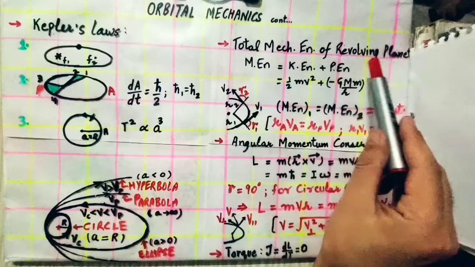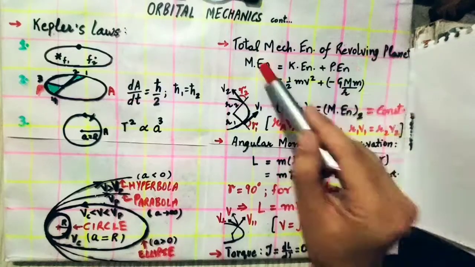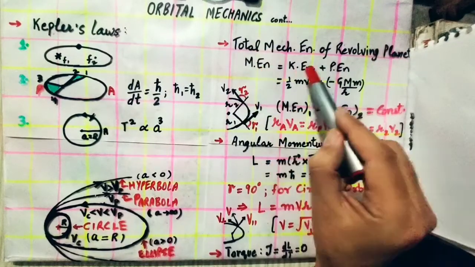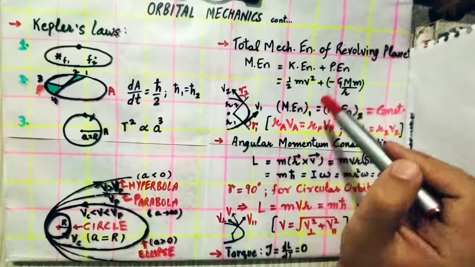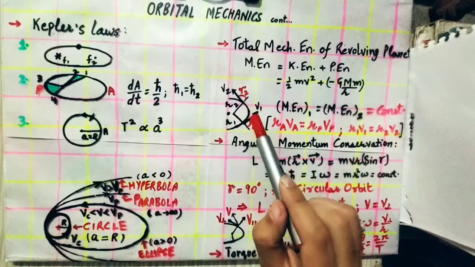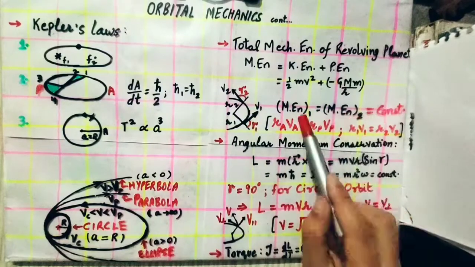The total mechanical energy of a planet revolving around the sun will remain the same, or is conserved, because the gravitational force is a conservative force. The total mechanical energy is the sum of kinetic energy and potential energy. Kinetic energy is half mv square, potential energy is minus GMm by r. Since it is constant between any 2 points in an orbit, whatever the orbit, elliptical or circular, the mechanical energy at points 1 and 2 is always the same.